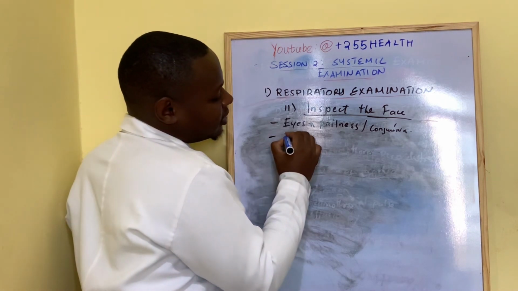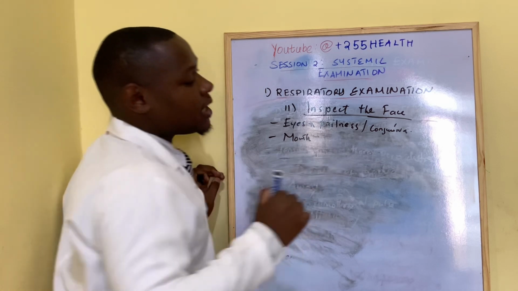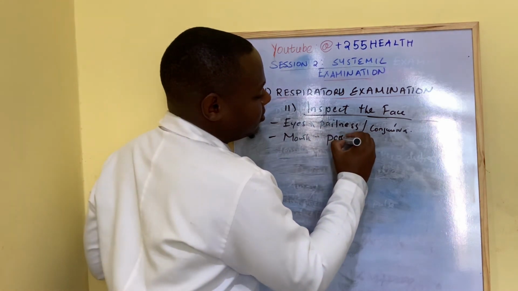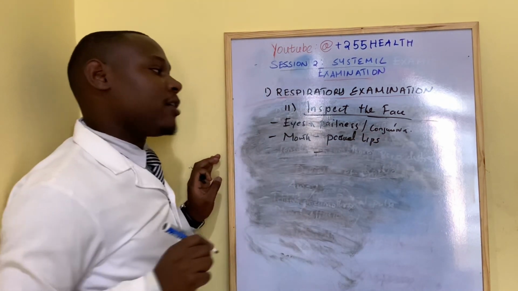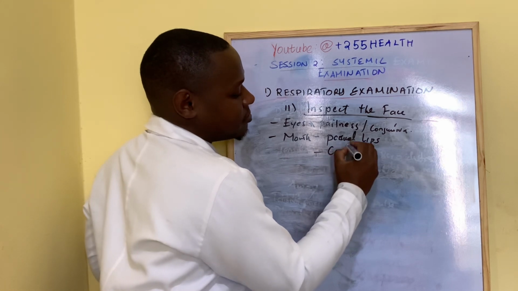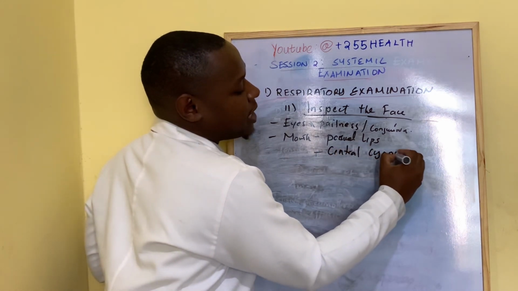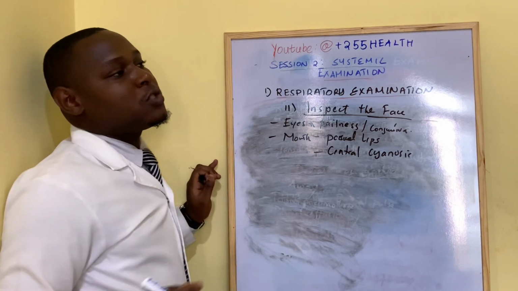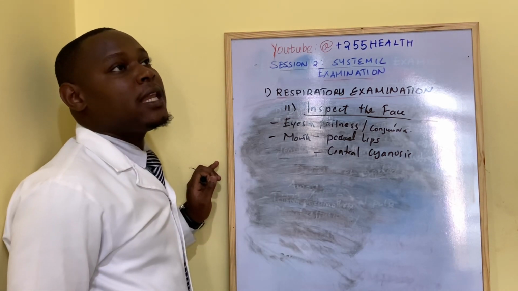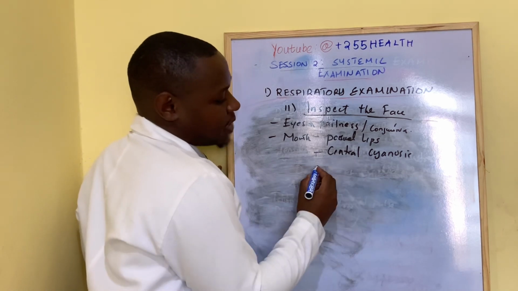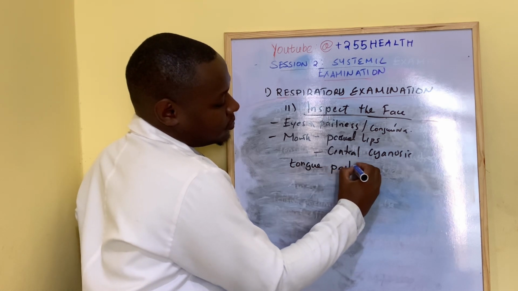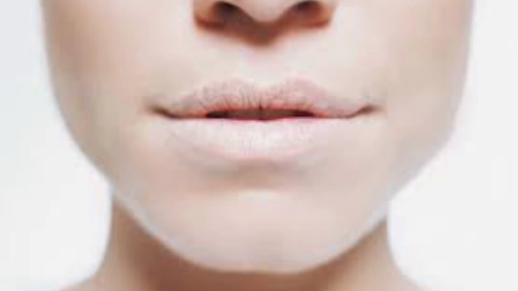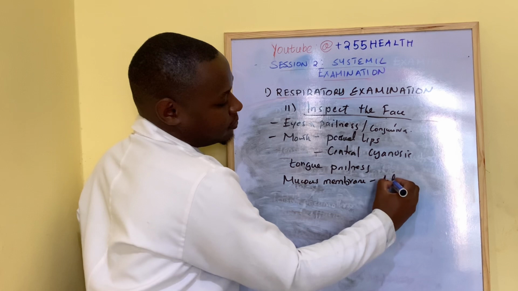And then you're going to take note of the mouth. You're going to check if there are pursed lips. And then you're also going to check for what? For central cyanosis. So for central cyanosis, obviously, you're going to tell your patient to open the oral cavity and then lift up the tongue. You're going to check underneath the tongue for central cyanosis and also for tongue pallor. And you check the mucous membrane in the tongue, in the oral cavity, for any signs of dehydration.